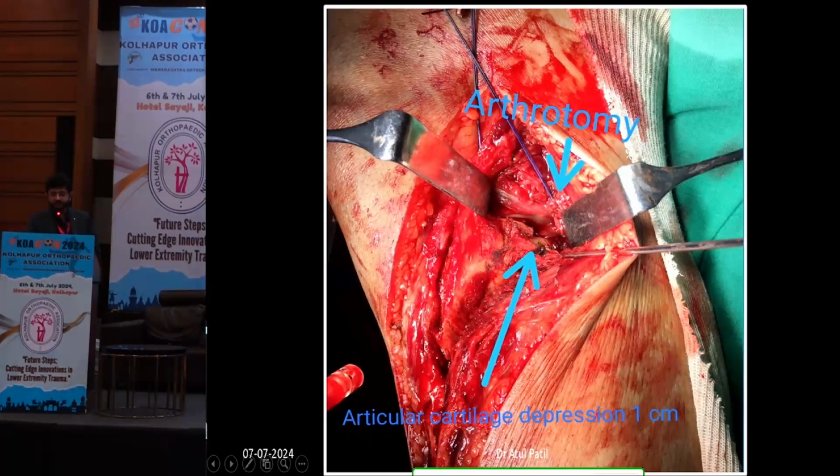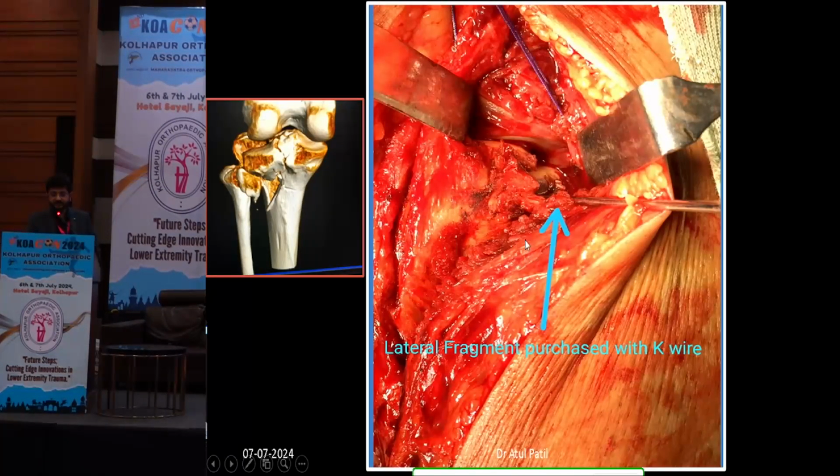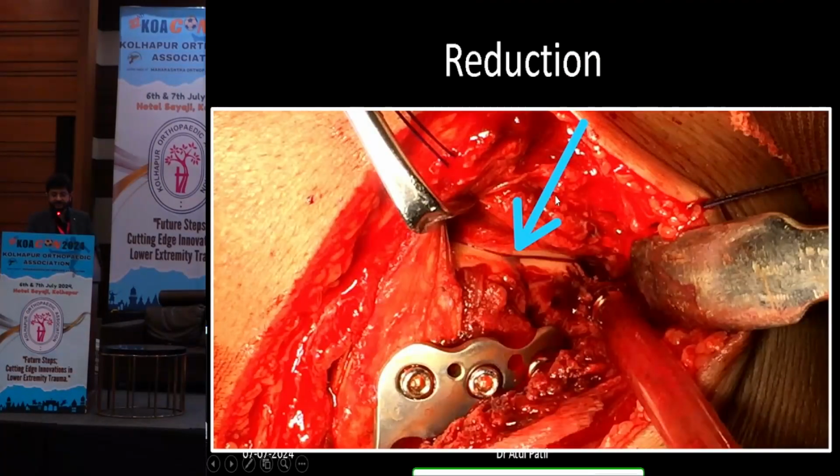Similarly, if you see, this is an arthrotomy done. Articular depression is around 1 centimeter here. This is a lateral fragment purchased with the K-wire, and then it is elevated. Now you can see there is no step between the posterolateral fragment and the anterolateral fragment. I have used the small dura behind this to get a proper reduction.